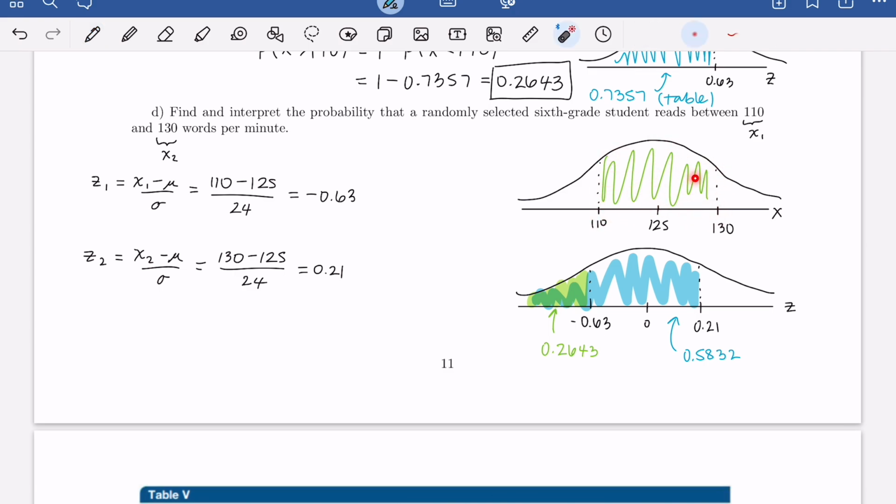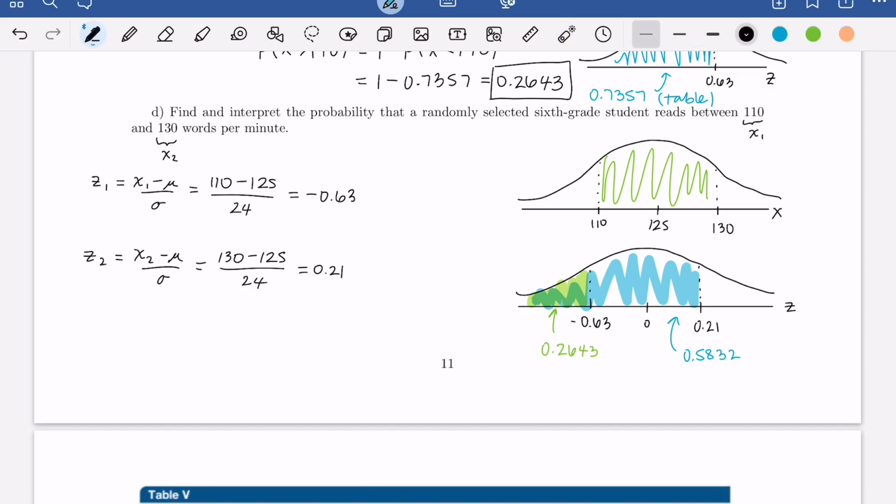So in order to do that, what we're going to have to do is take the area that we see here in blue, this 0.5832, and subtract out the area that we see in green, this 0.2643. If we do that, then we're left with just the area under this curve in blue here, which is the probability that a randomly selected sixth grade student will read between 110 and 130 words per minute.